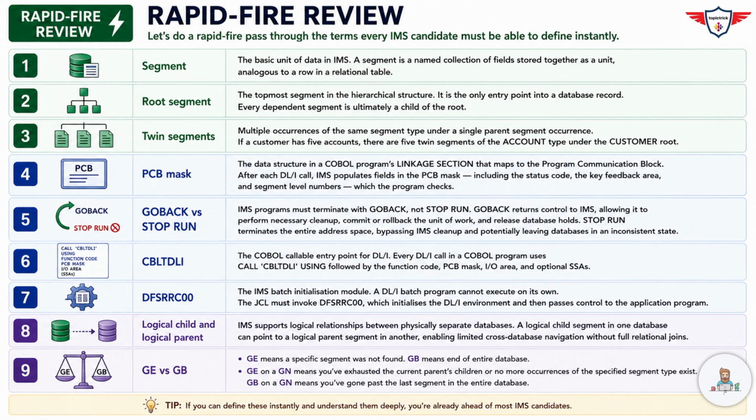Now the last one is the difference between GE and GB status codes. So GE means a specific segment was not found, and GB status code means that it's an end of the database.